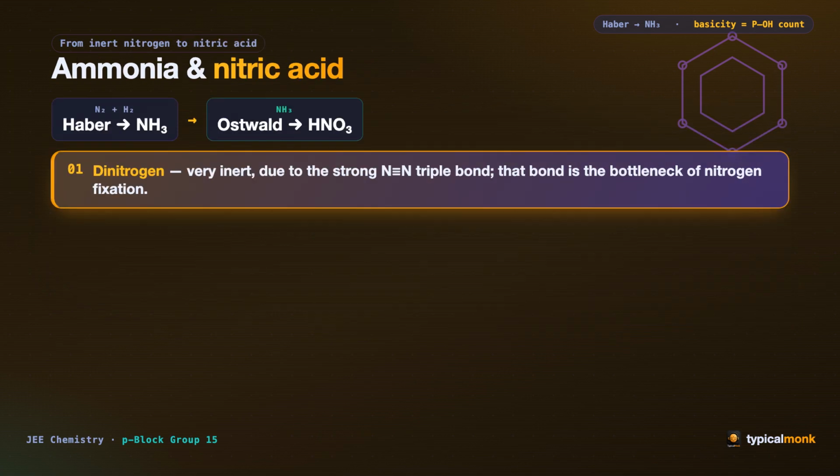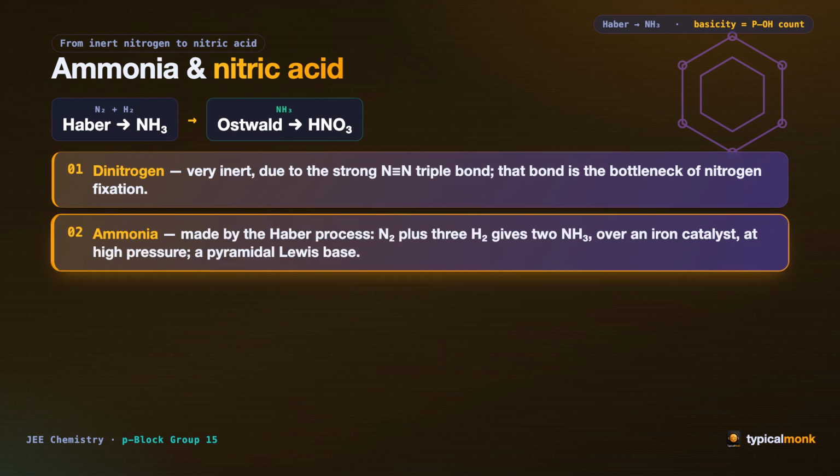Now from inert nitrogen to nitric acid. The ribbon holds the route: nitrogen and hydrogen by the Haber process to ammonia, then ammonia by the Ostwald process to nitric acid. Dinitrogen is very inert because of the strong nitrogen triple bond, and that bond is the great bottleneck of nitrogen fixation. Ammonia is made by the Haber process.